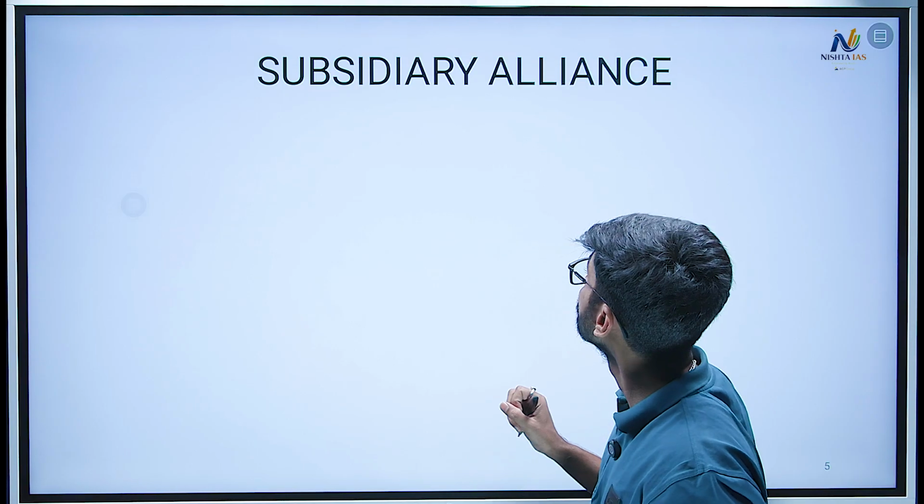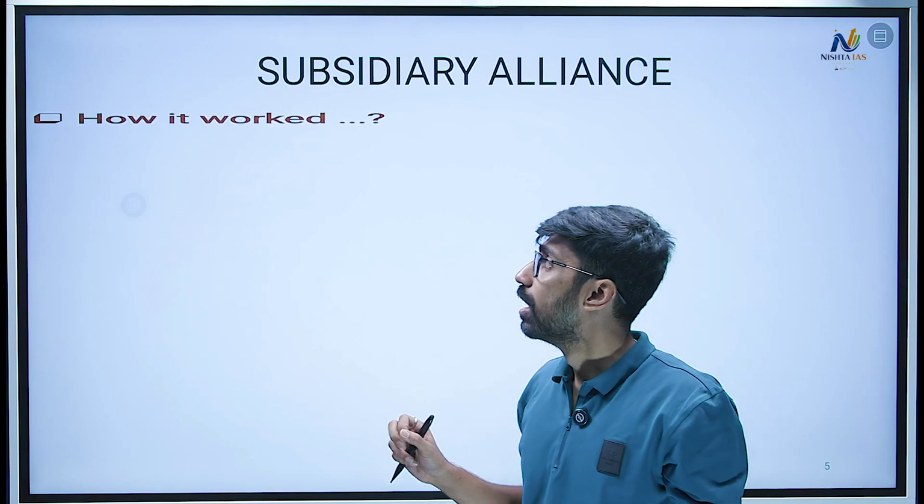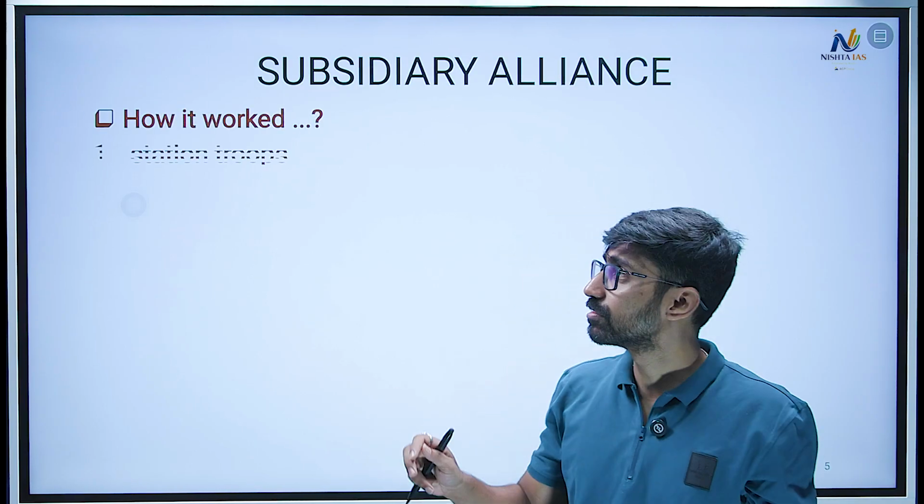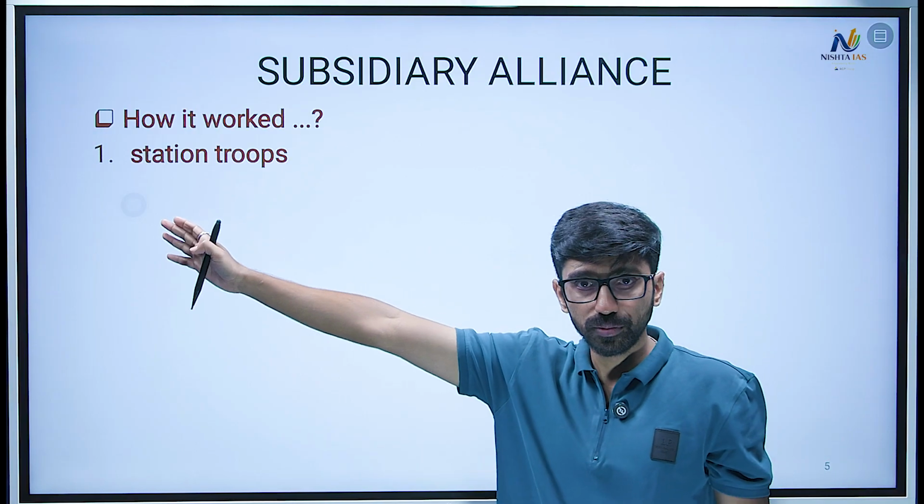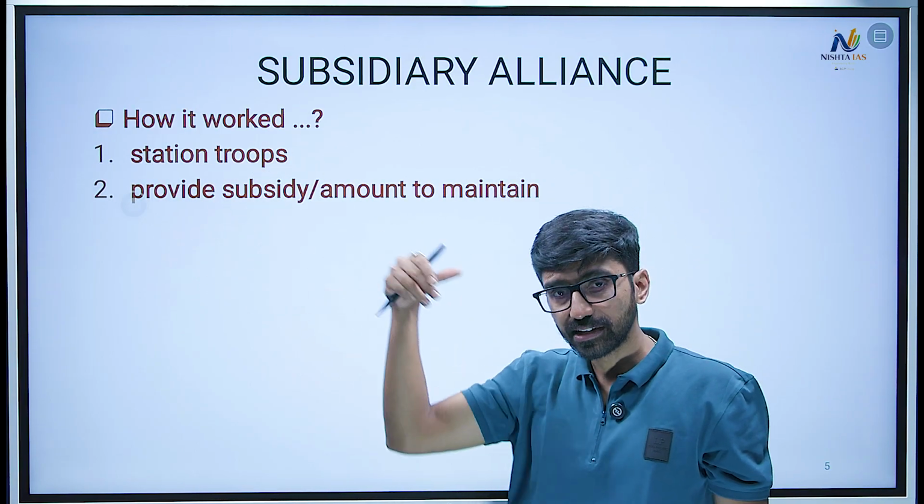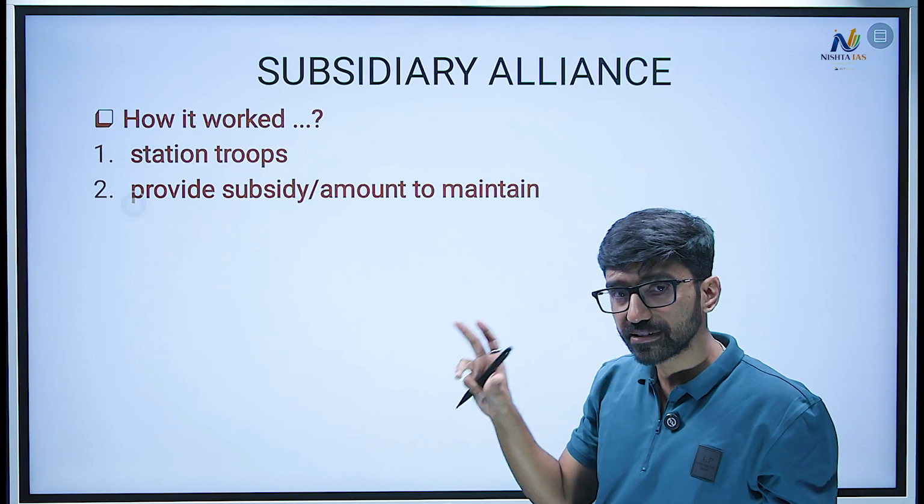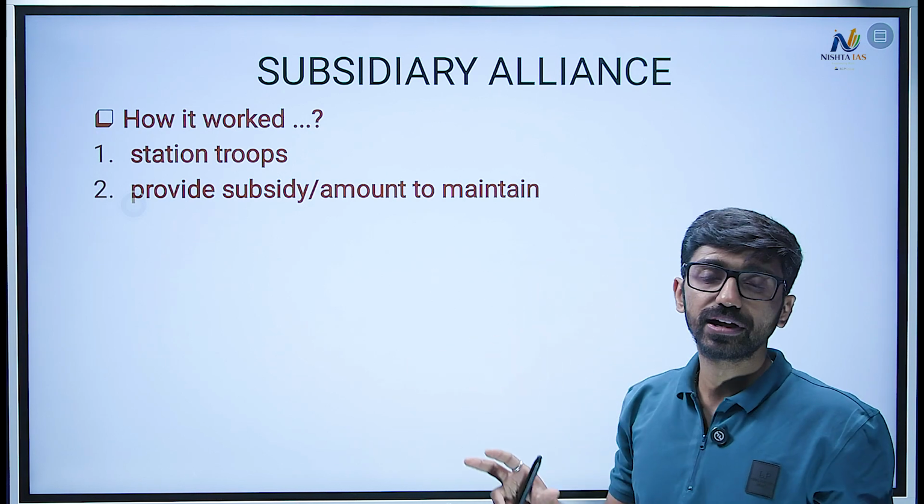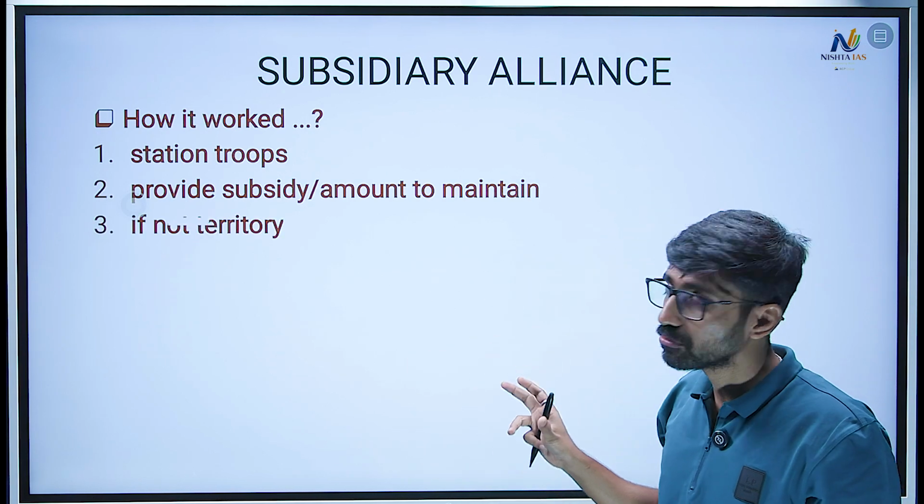But how it was working, the subsidiary alliance system, we can talk about how it actually worked. First and foremost, of course, the British will give troops, that is, station troops, and the state that is accepting the troops has to provide some subsidy. If not subsidy, they have to provide some kind of territory also. That is also they have to give.